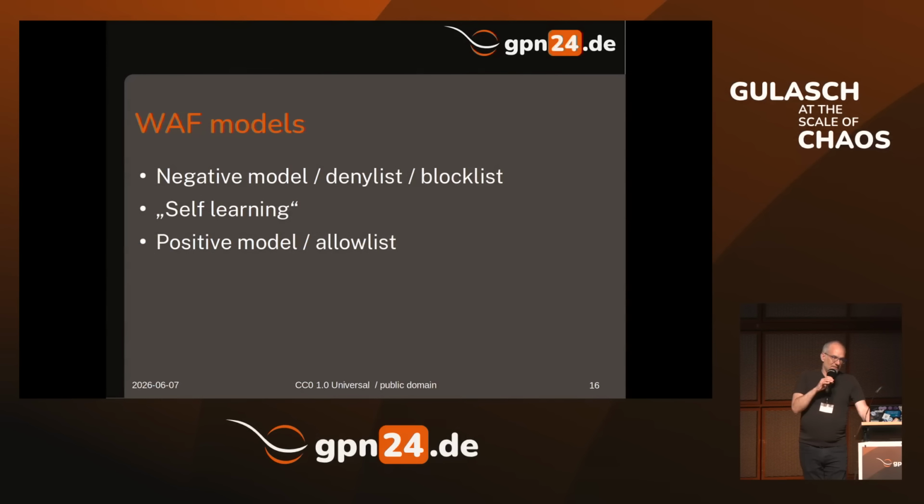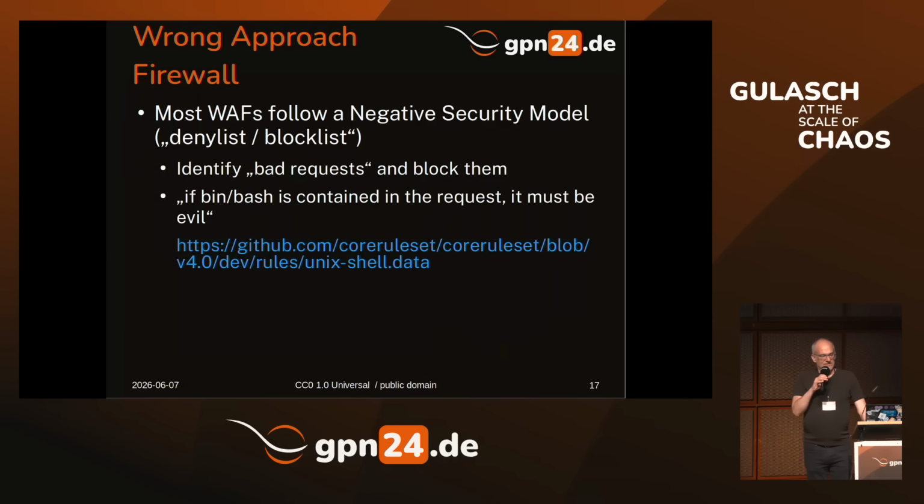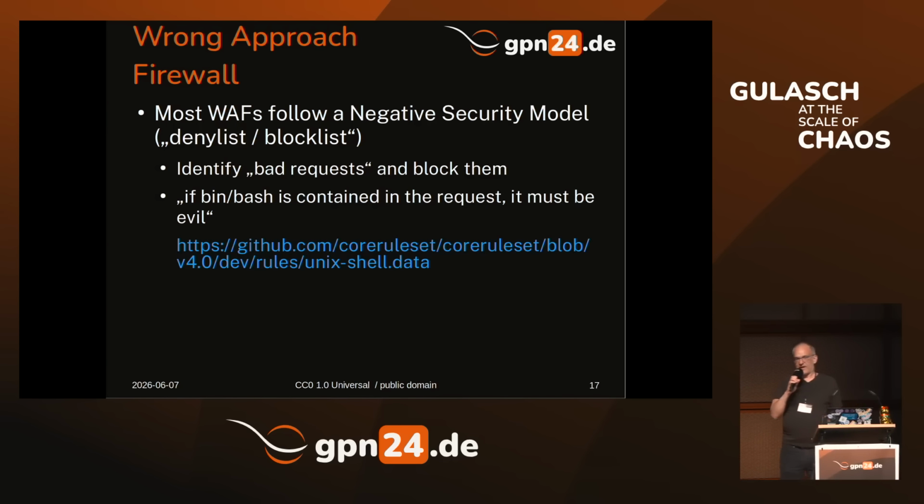So now let's get to the common models for WAFs. There's a negative model, there's a self-learning model, which some people apparently like, and then there's the stuff which I think is the right way. So what is the wrong approach? It follows a negative security model. We identify all the bad stuff and block it. It is literally as trivial as: if the string bin bash is contained somewhere in the request, it must be evil.